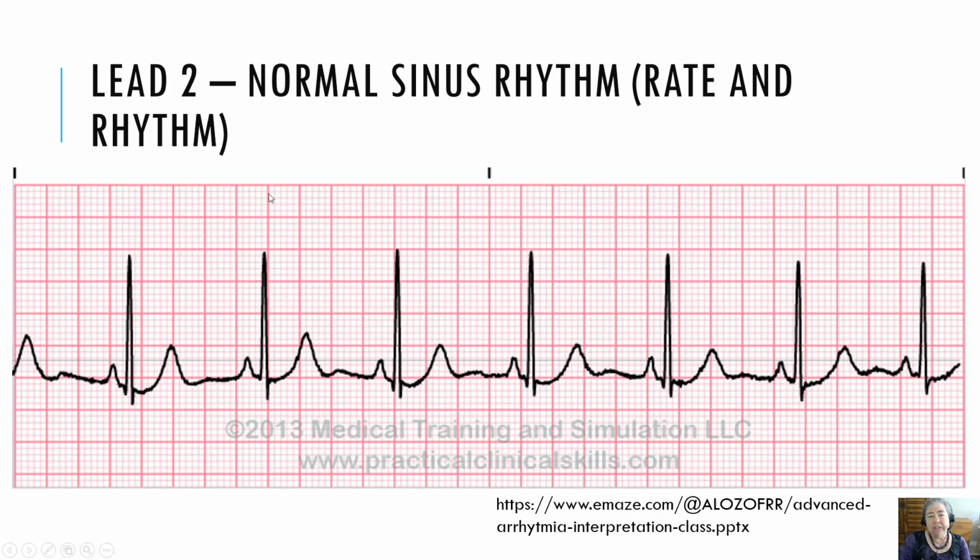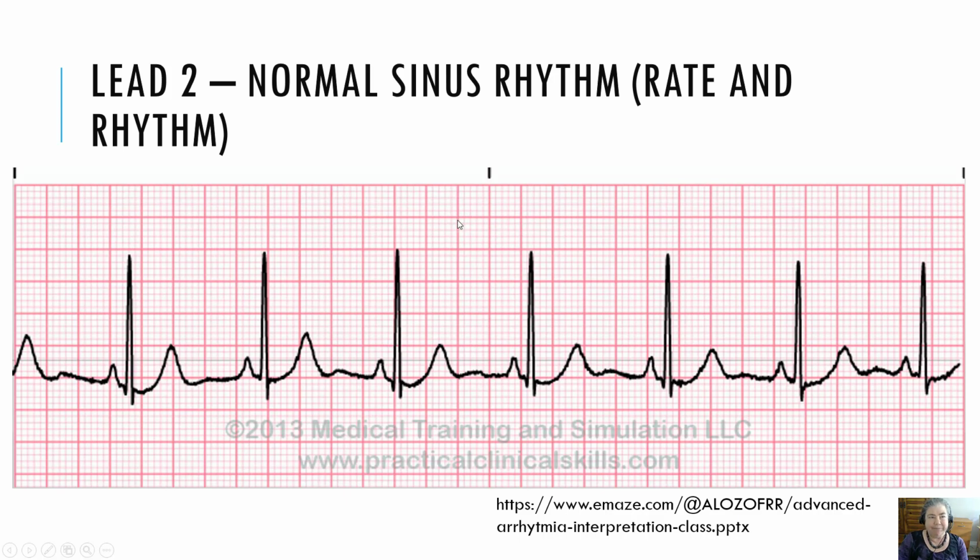If we had 5 boxes, it would be 60 because these 5 boxes are a second. If we had 1 box, it would be 300 because it's a fifth of a second. If we had 2 boxes, it would be 150. If we had 3 boxes, it would be 100. If we had 4 boxes, it would be 75. If we had 5 boxes, it would be 60. If we had 6 boxes, it would be 50. After that, it gets a little harder to do the math.